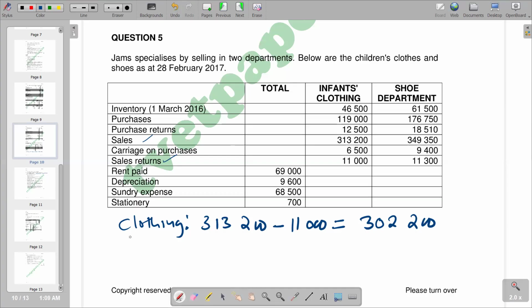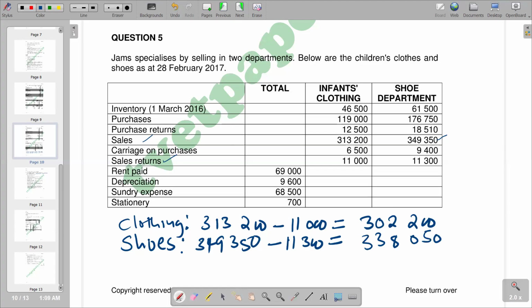And then we also calculate for the shoe department. So our sales figure for the shoes department, we're given it is 349,350. And then we subtract our sales returns given is 11,300. And then we calculate to see that the figure for sales that we're going to get is 338,050.